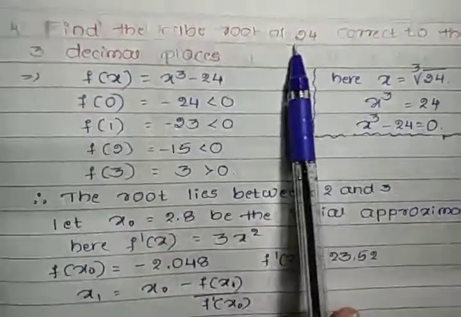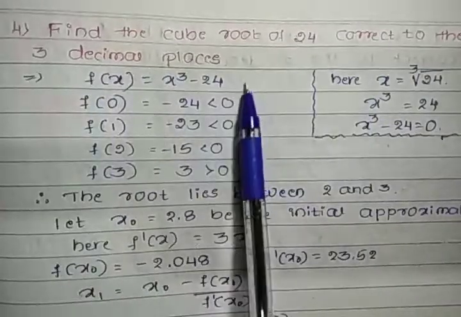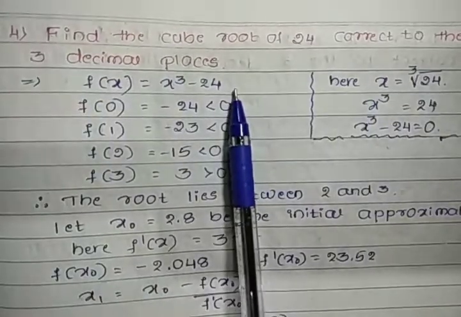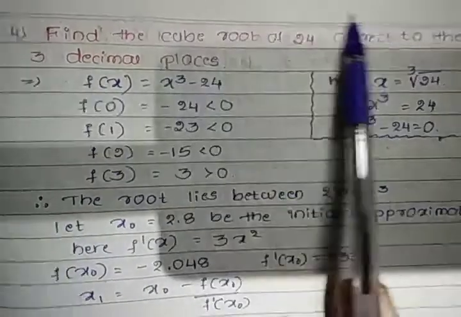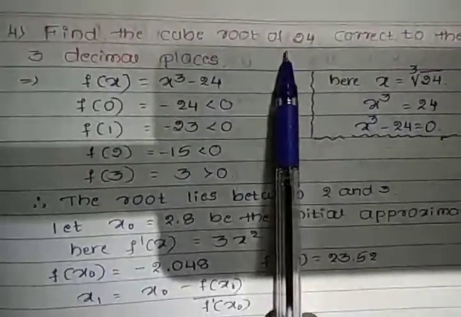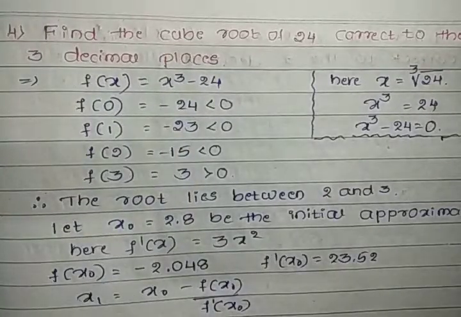Find the cube root of 24 correct to 3 decimal places. So here we have to find the root for this given cube root of 24 up to 3 decimal places. Now how can we find the root for this one?